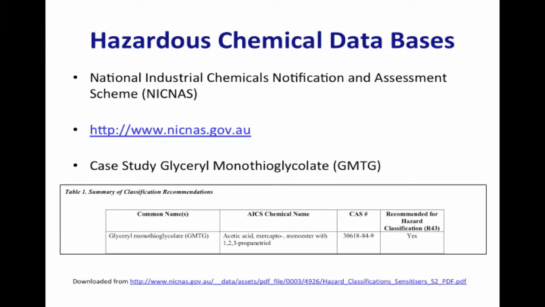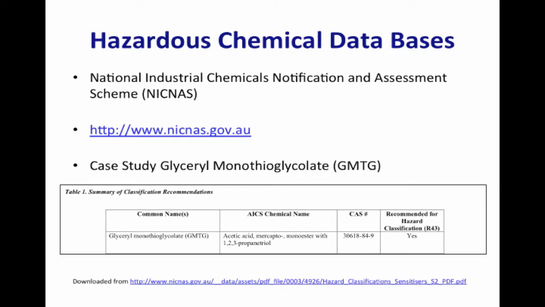The resources provided through NICNAS include more than 2,700 scientific assessment reports that contain safety information for the handling and labelling of the chemical, the Chemical Gazette, which is published electronically every month, and the Australian Inventory of Chemical Substances, or the AICS, which lists more than 40,000 chemicals.